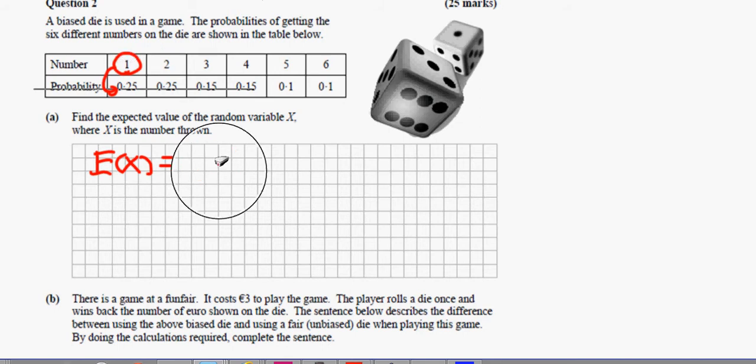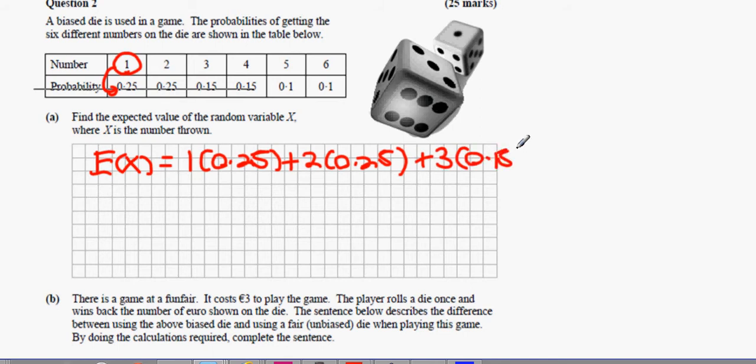So what we're going to get here is this: 1 times 0.25, 2 times 0.25, 3 times 0.15, 4 times 0.15.